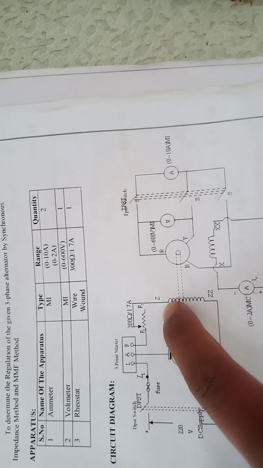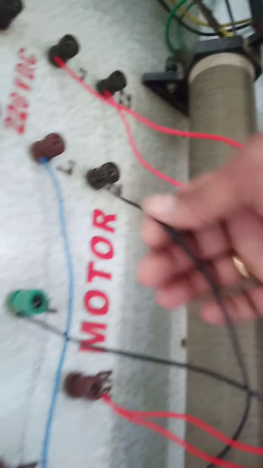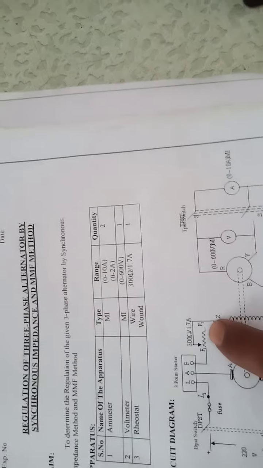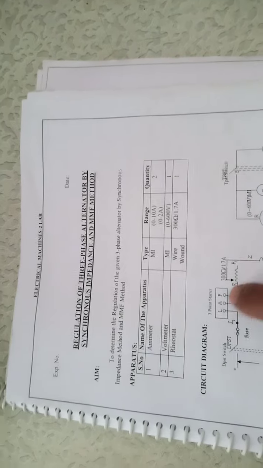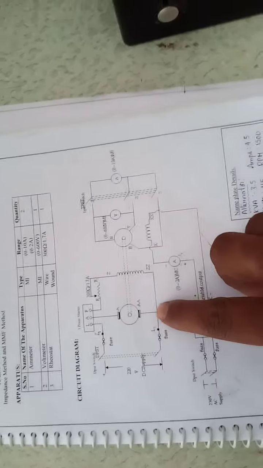This Z is connected to the variable point. The top point is the variable point. So this is the fixed point. It will be fixed. This is where Z is connected to the variable point. The fixed point is connected to the F. So this F is connected to the fixed point.